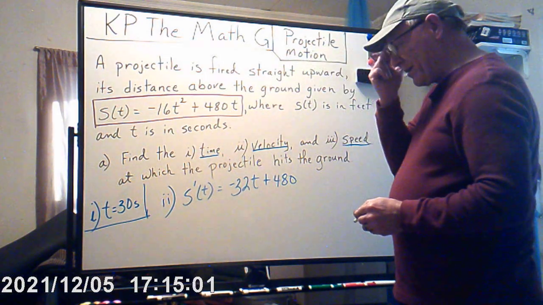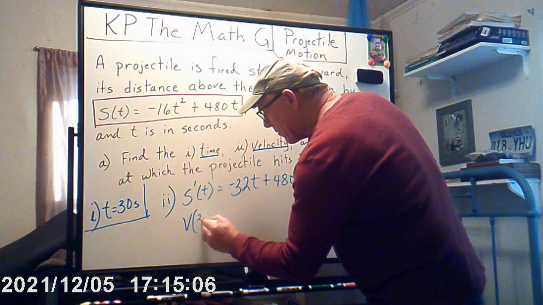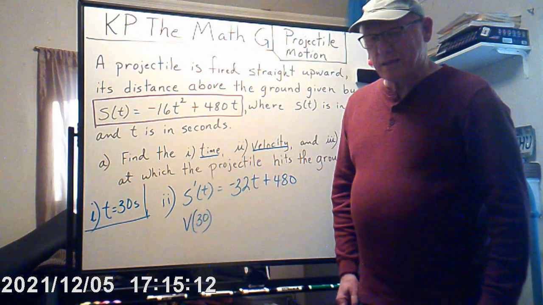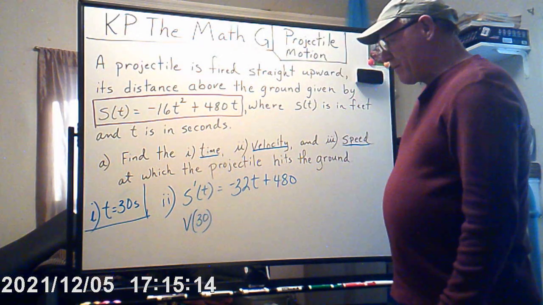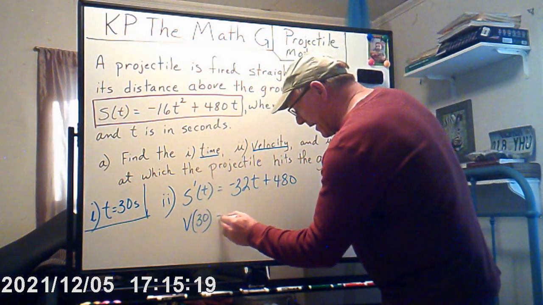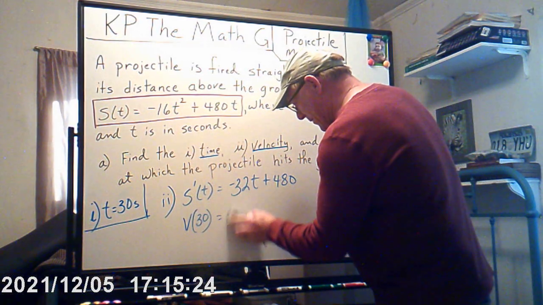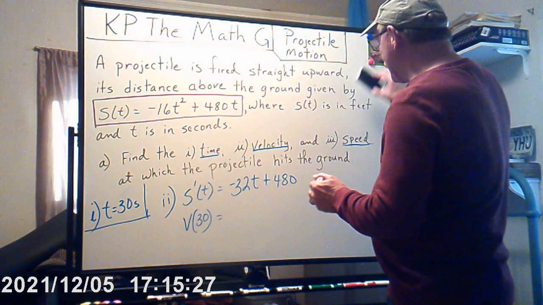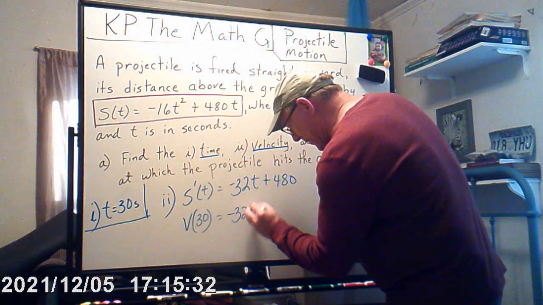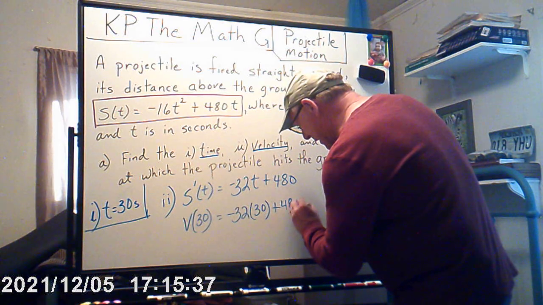Now, this is actually v at t, so what we want to do is plug in v at 30, because that's when it hits the ground. Alright? So after 30 seconds, what is the velocity? And you think, well, it is 0. Well, let's find out if it's 0. Negative 32 times 30 plus 480.